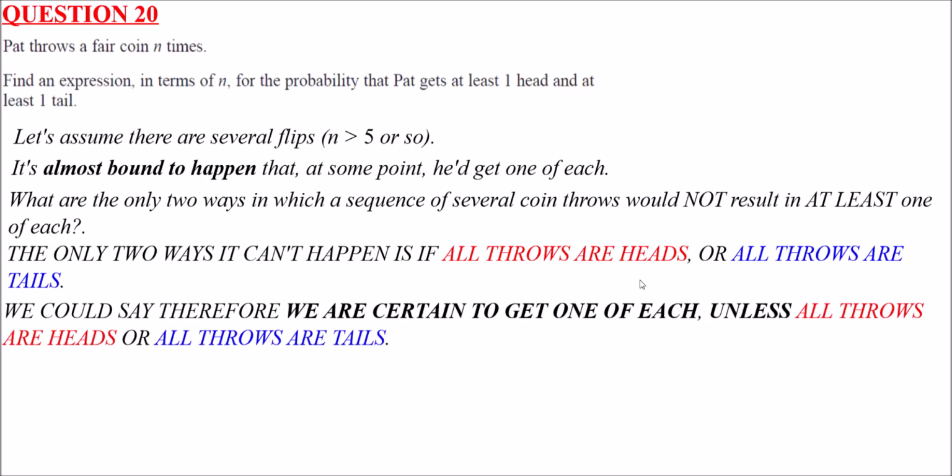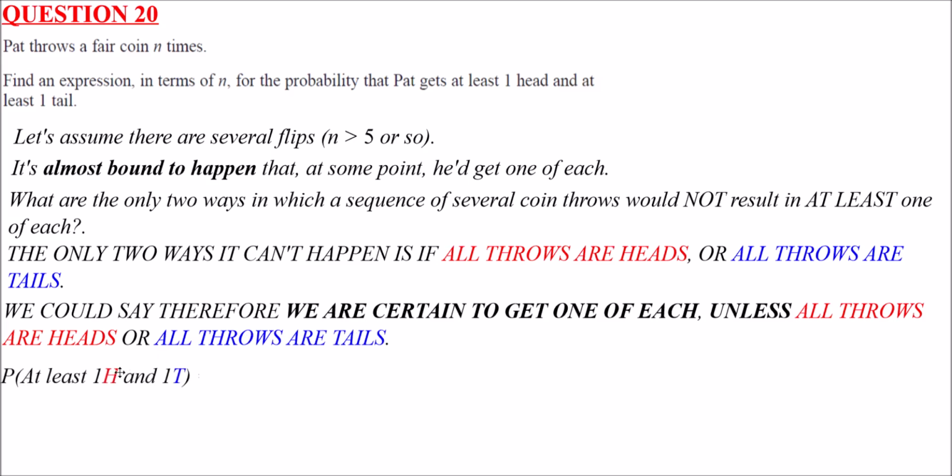So just taking this line a bit further, where I've said the only two ways it can't happen is if all throws are heads or all throws are tails, we could say therefore that we are certain to get one of each unless all throws are heads or all throws are tails. We can take this sentence here and build a mathematical formula from it.